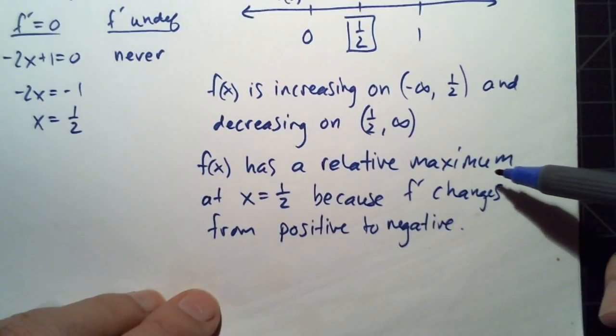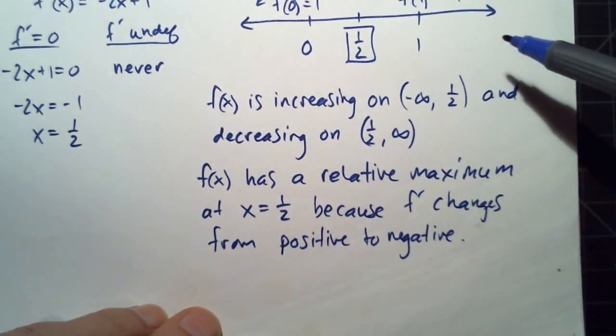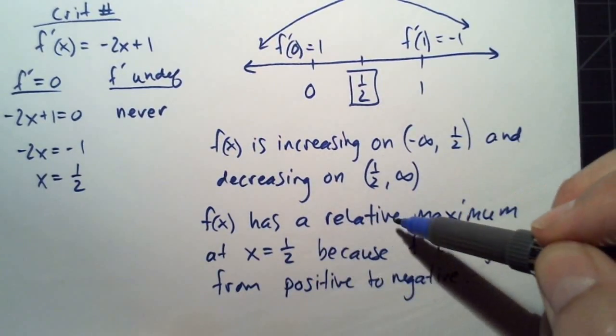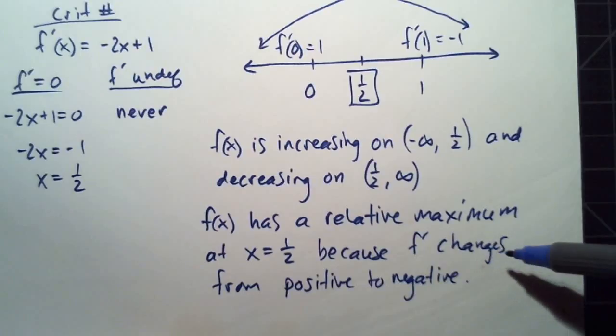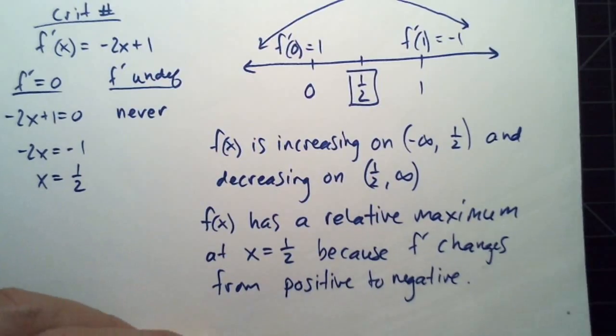Alright, so here's a complete answer, and on the AP test we can't just show this and then say this. We also have to say this because f prime changes from positive to negative or something like that.